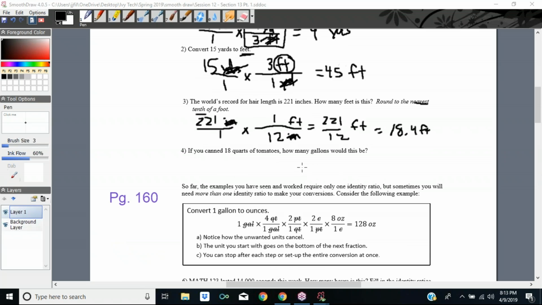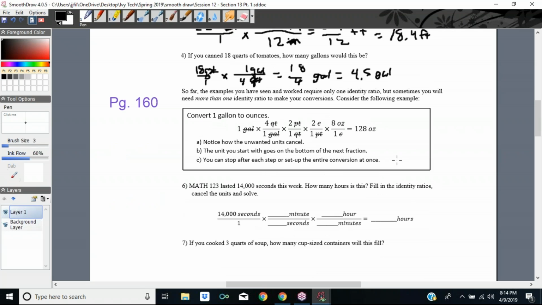All right, and then how about number 4? Perfect. It looks like we're getting 4.5 gallons. Awesome. So 18 quarts. Again, we're going to put it over 1. Then we have our quart and gallon conversion. And so we need quarts on the bottom, 4 quarts in 1 gallon. So we see that quarts cancel out. 18 divided by 4 is 4.5.